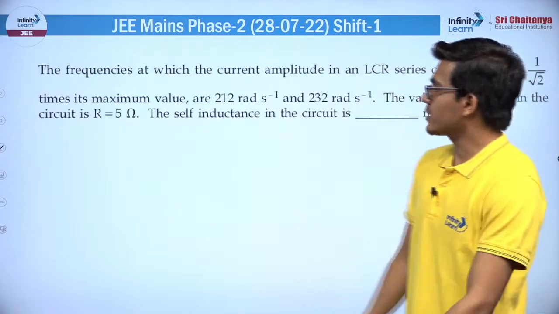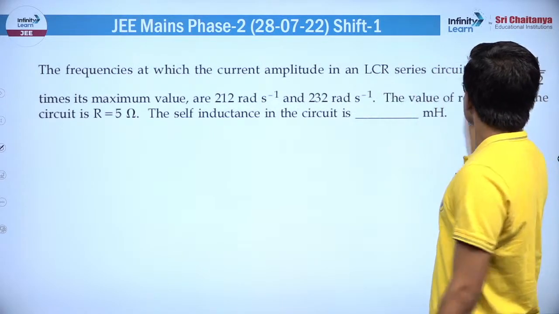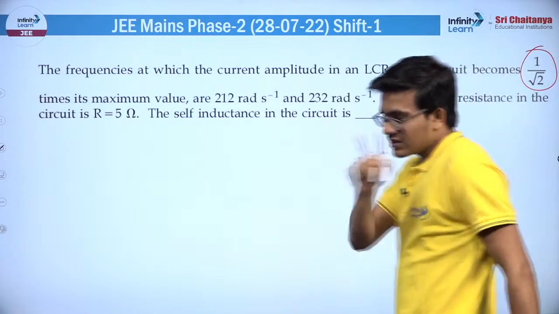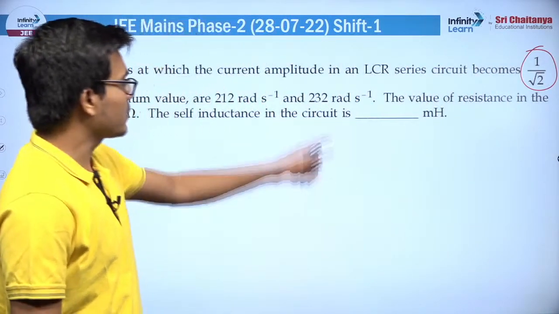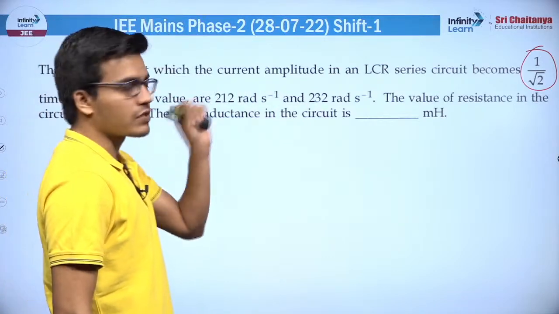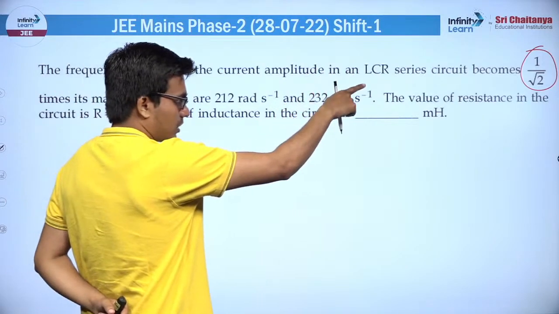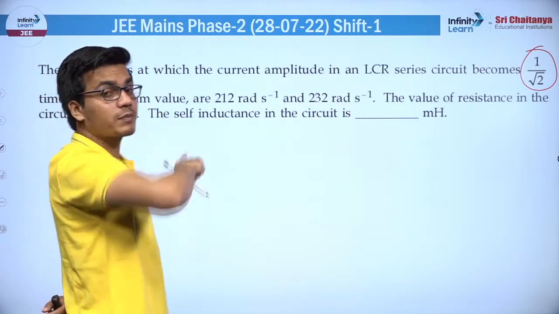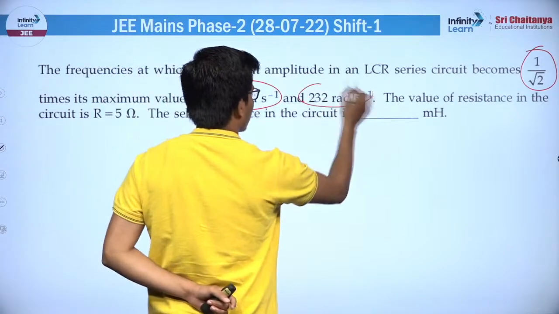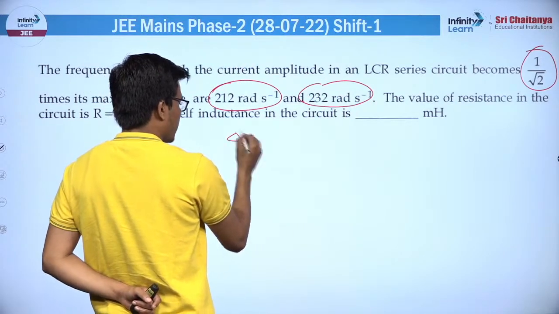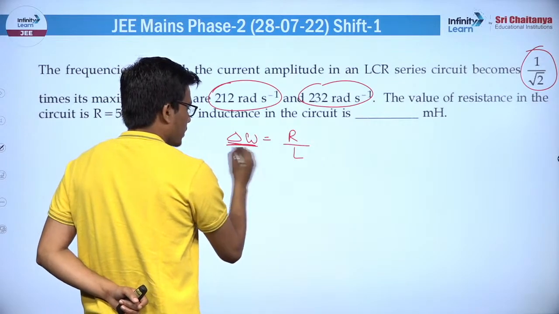Alright, moving to the next question, the frequency at which the current amplitude in an LCR circuit becomes 1 by root 2. This is something important concept we skip while reading the AC chapter, and this is half power concept. In AC, the current becomes 1 by root 2, or you can say power becomes half. At there the frequencies are given to you like this, and the difference in frequency is given by R by L. That is something known as bandwidth.